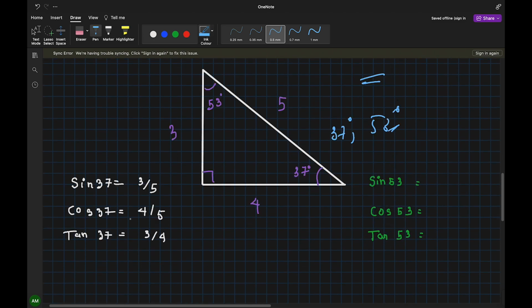Okay, now it's simple, you need to learn only one. Sin 37 is what? 3 by 5. Simple, this is theta. So 3 opposite by hypotenuse, 3 by 5, cos is 4 by 5, adjacent by hypotenuse, tan, you know, sin by cos, so 3 by 4.